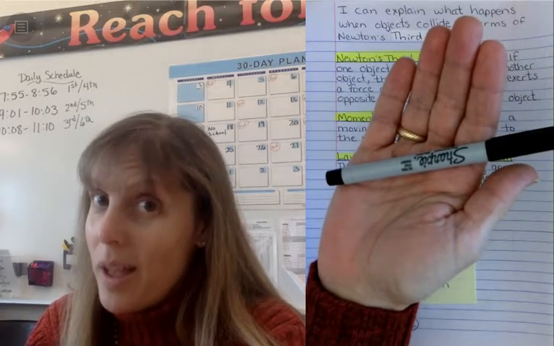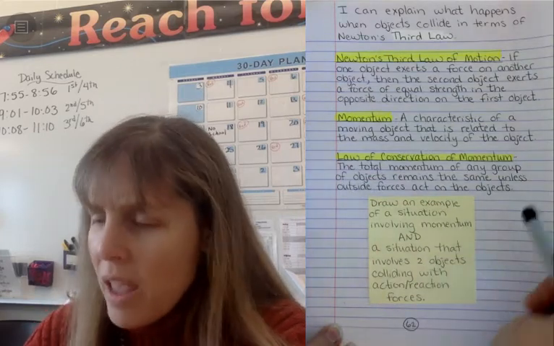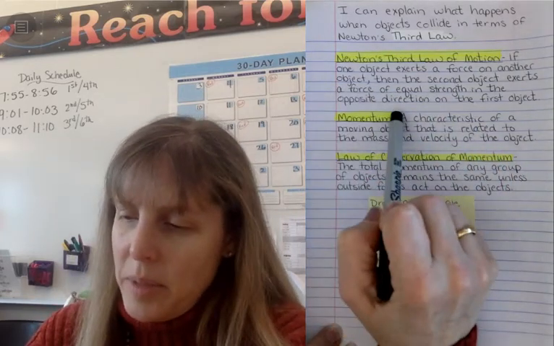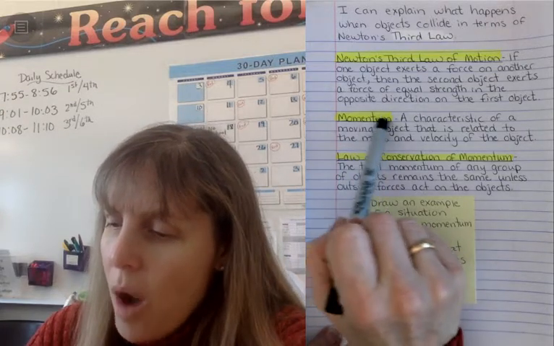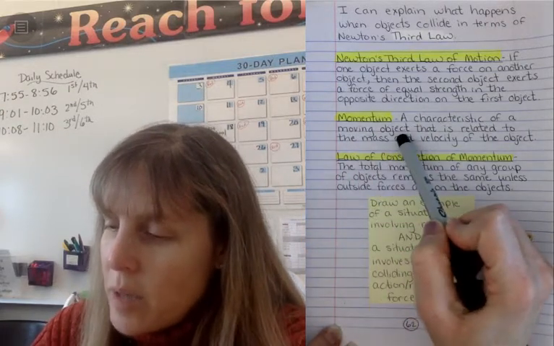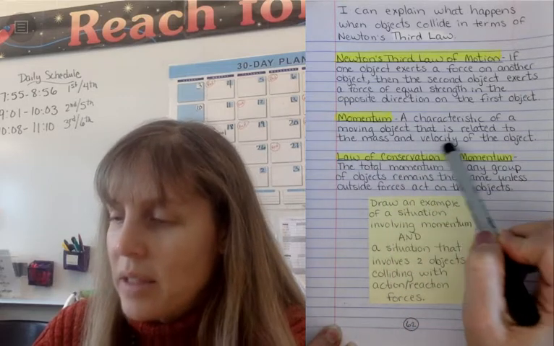With an equal and opposite force. So that's when momentum comes in. We have to look at this. Newton's third law is sometimes called the law of momentum, right? Momentum is a characteristic of a moving object that is related to the mass and velocity of the object.